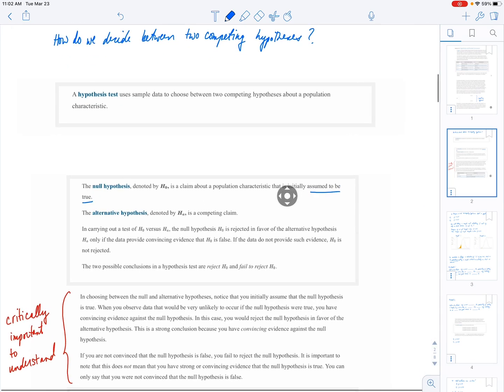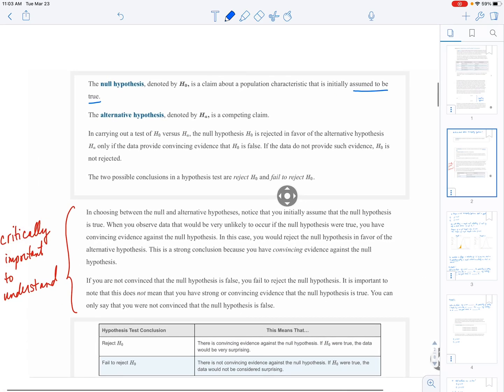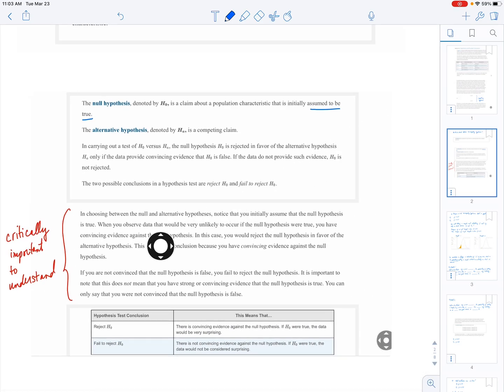The way this works is as follows, and I've written this as critically important to understand. We're going to see some examples and flesh this out, but here's the basic idea. In choosing between the null and alternative hypotheses, you initially assume the null hypothesis is true. Now this next sentence is critical. When you observe data that would be very unlikely to occur if the null hypothesis was true, you then have convincing evidence against the null hypothesis. In that case, you have convincing evidence for the alternative hypothesis. We'll talk about the other case in a moment.